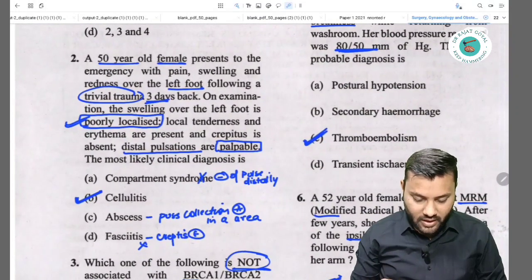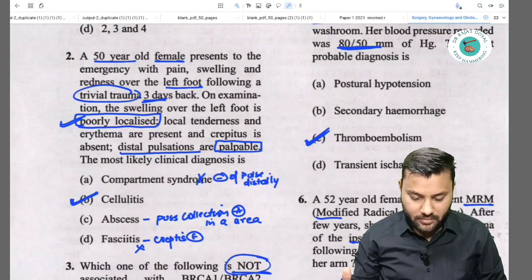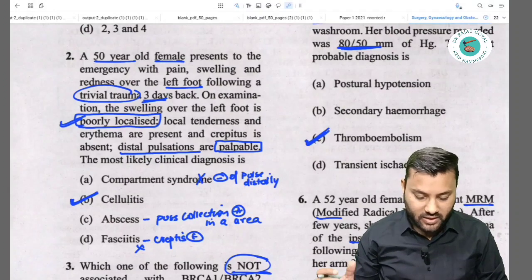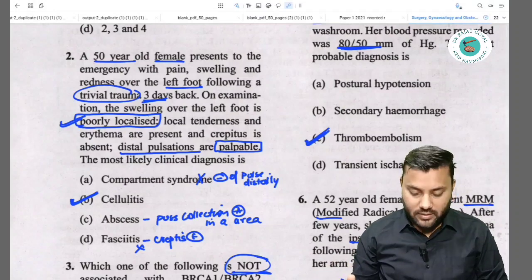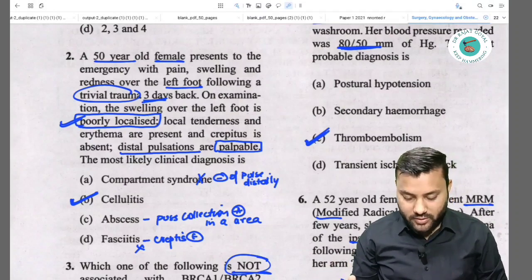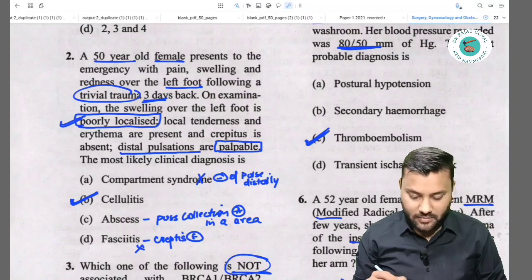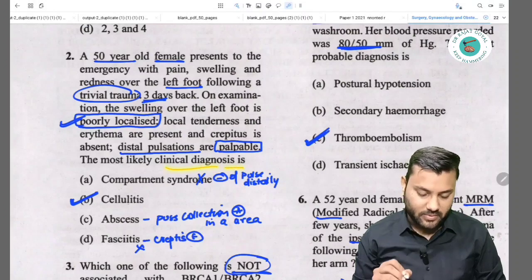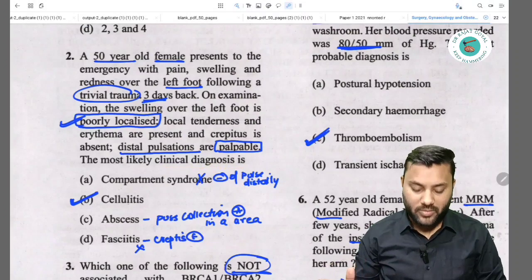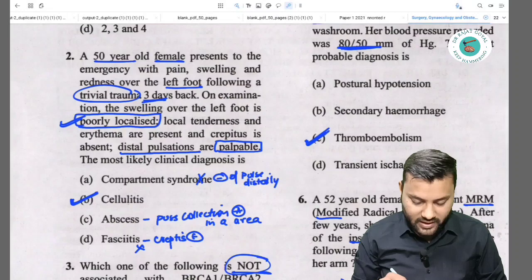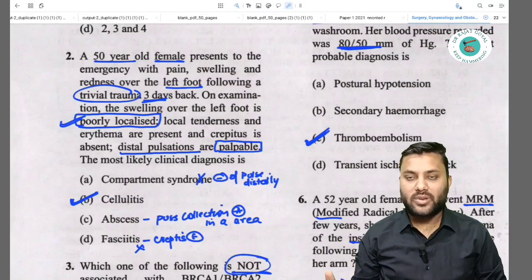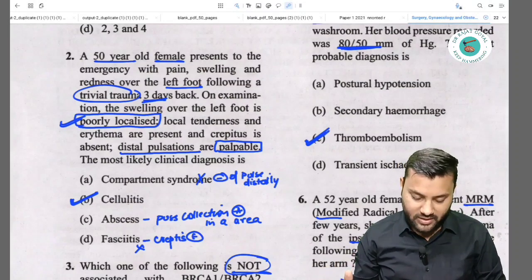Second question. A 50-year-old female presents to the emergency with pain, swelling and redness over the left foot following a trivial trauma 3 days back. On examination, the swelling over the left foot is poorly localized. Local tenderness and erythema are present and crepitus is absent. Distal pulsations are palpable. The most likely clinical diagnosis here will be... So here the history of trauma is given, it is poorly localized, local tenderness is also present and no crepitus is there.